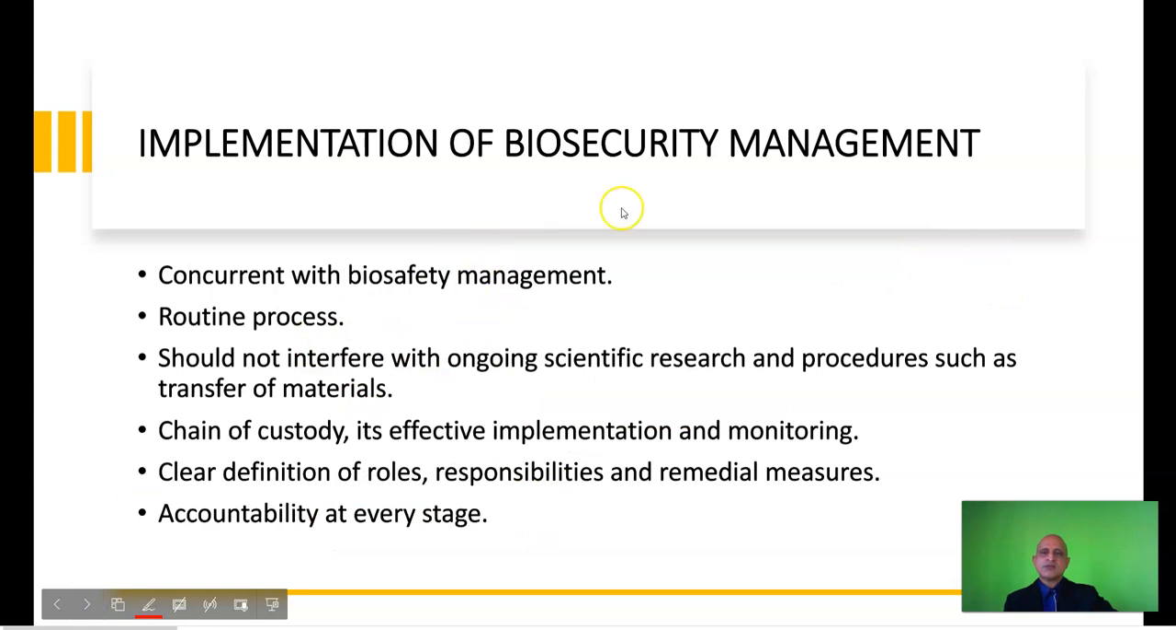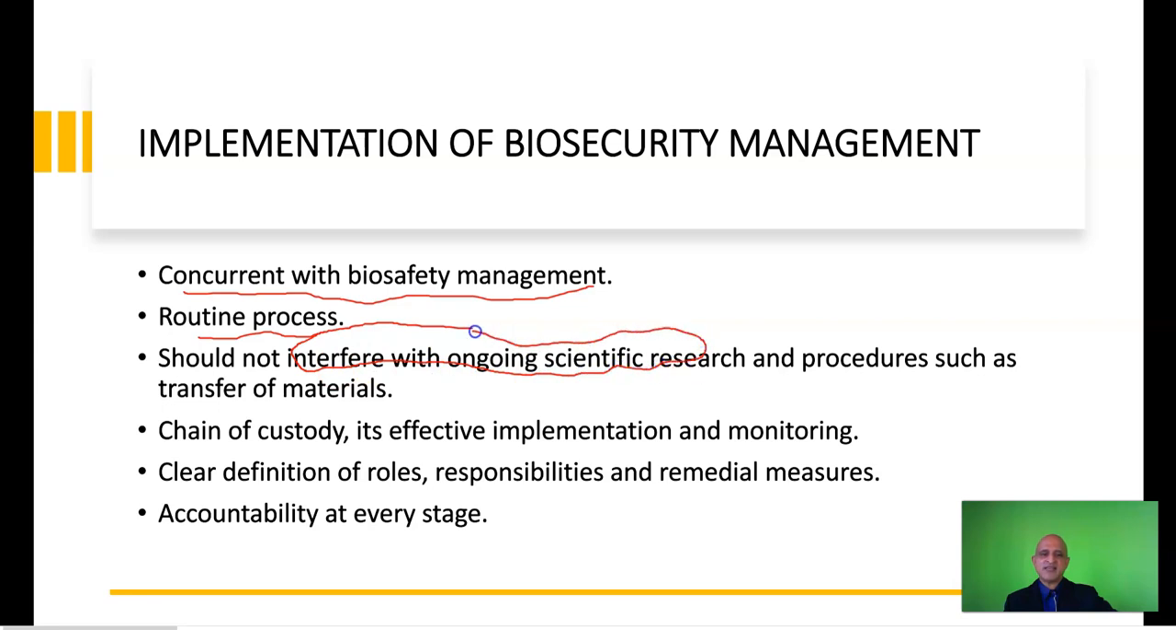So, some notes on the implementation of biosecurity management. It should be concurrent with biosafety management. It should be a routine process which forms an integral part of your biorisk management strategy. It should not interfere with ongoing scientific research. This is very critical, as too high a level of containment may confine scientific research. Okay, so we take this note.